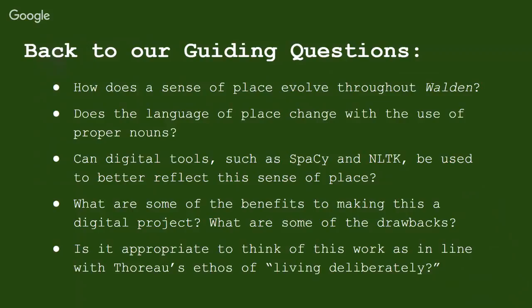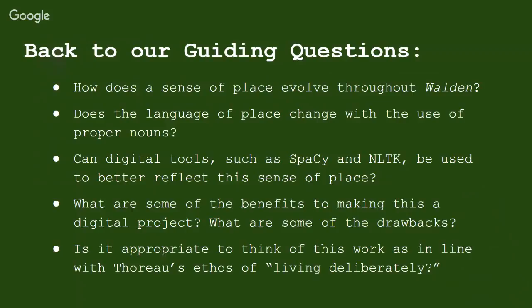So I saw this chapter not only as concluding the story, but also subliminally concluding the argument that was developed throughout the chapters, at least that we analyzed. And then briefly, the last three questions: digital tools, can they be used to better reflect this sense of place? For some chapters, yes, and for other chapters, no.